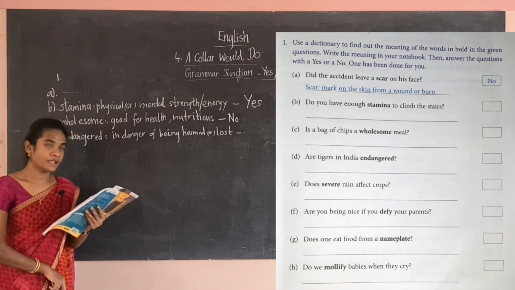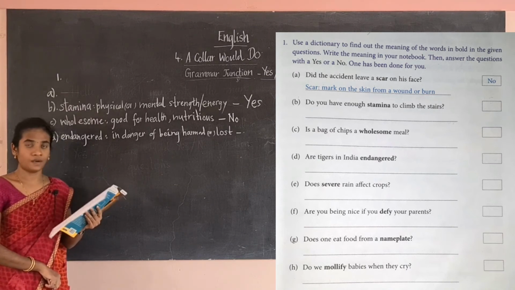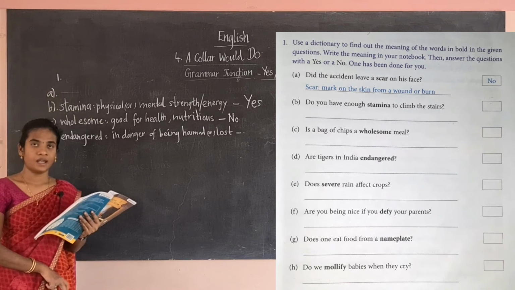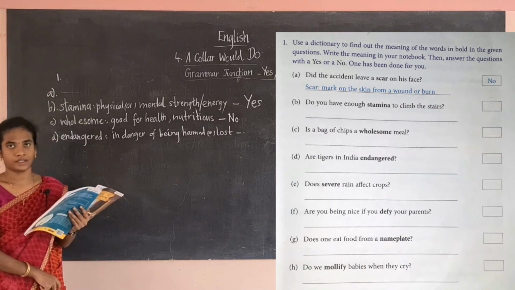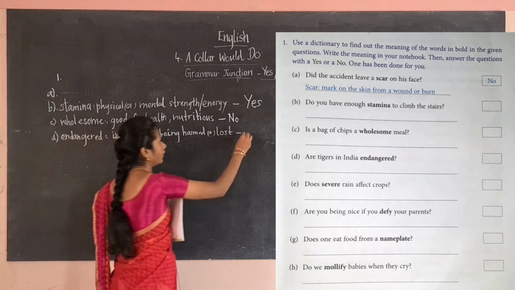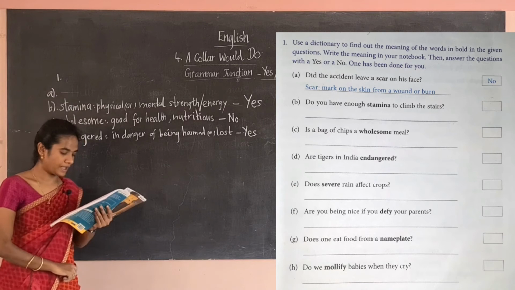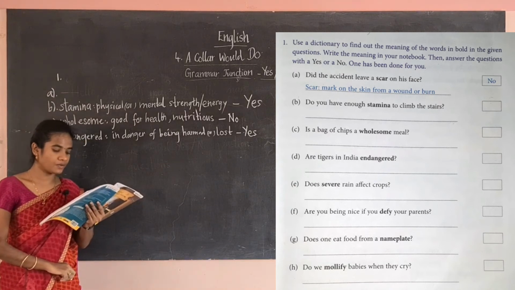Okay, so here they are telling us the tigers in India are endangered. That species is indeed endangered, so they have given us a correct statement. So it's a yes. Now the tigers are endangered, so it's a yes.